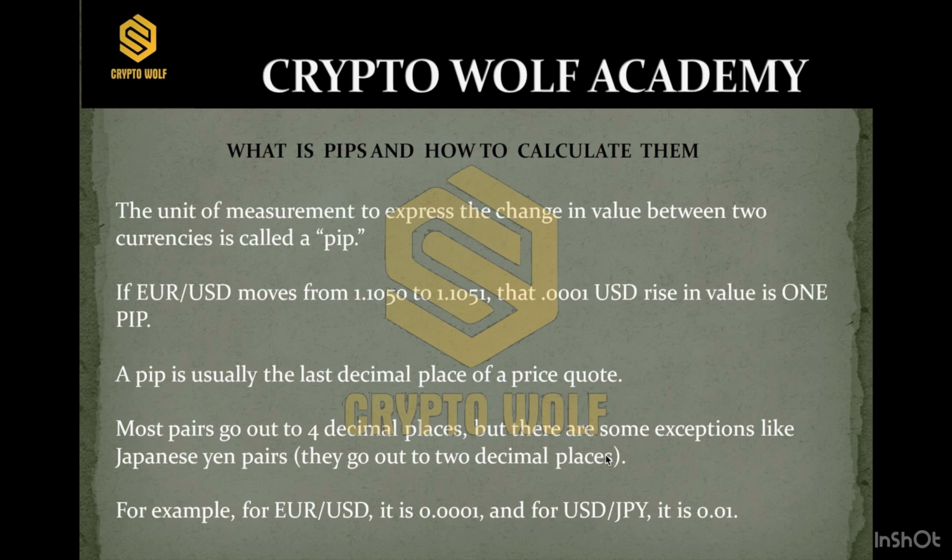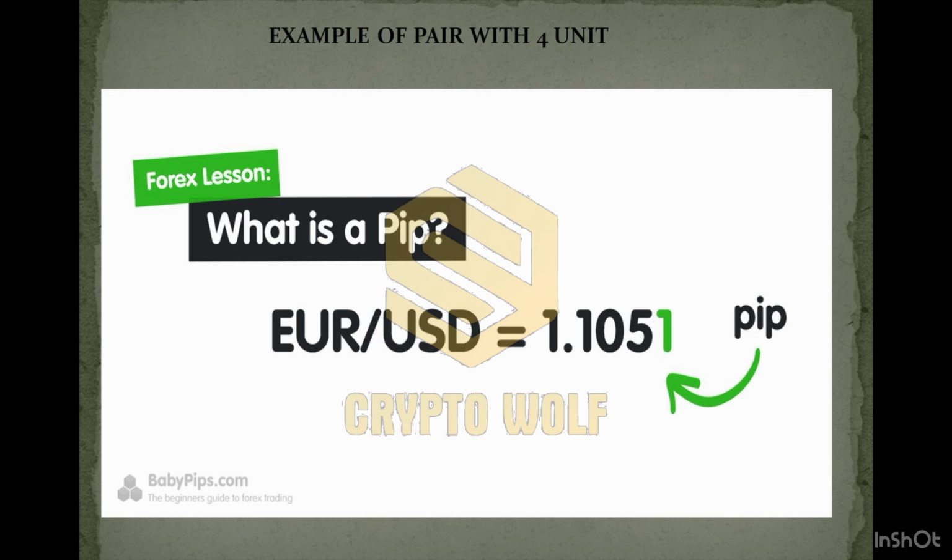Like I said, most pairs are usually four decimal places, right? Except the Japanese yen, that's USDJPY, and gold. So those are the exceptions for the major pairs, right? So for example, for USDJPY it is 0.01, and you can see because it's a two decimal place, that's why it's 0.01. While for EURUSD it is 0.0001. So you can see the example of a four unit pair. Like I said, all major pairs are four decimal places except USDJPY and gold, right?